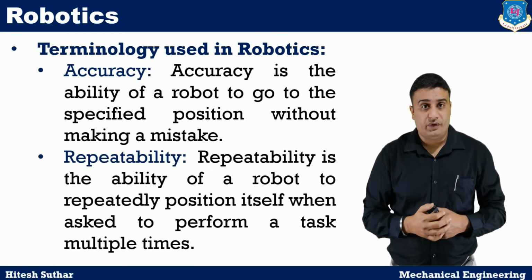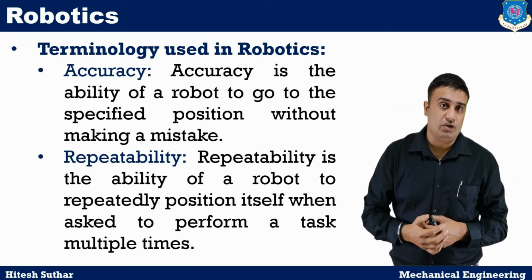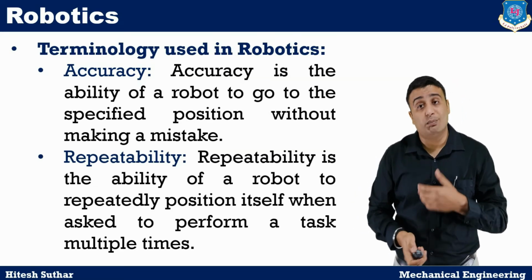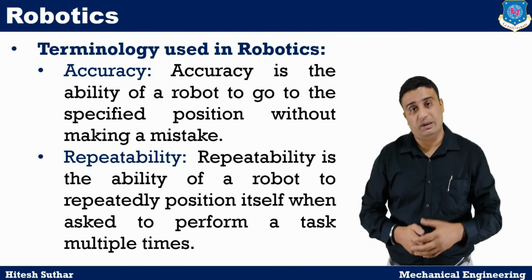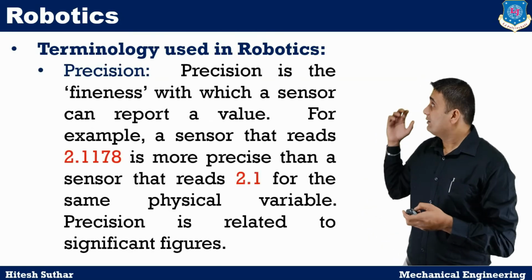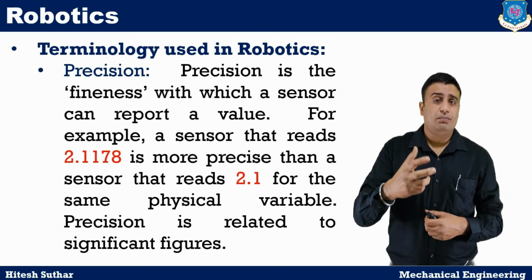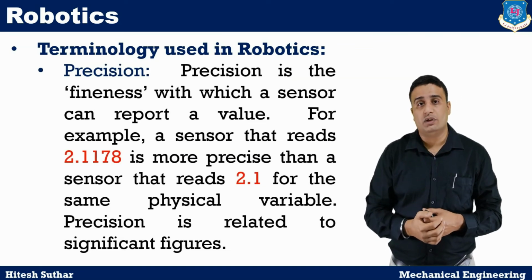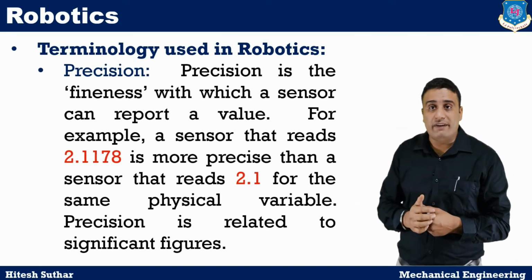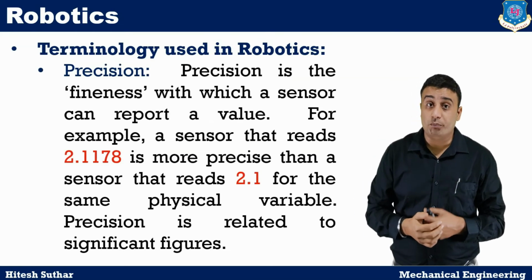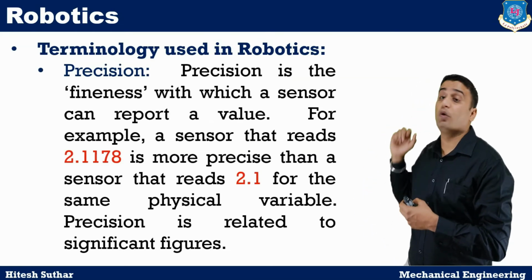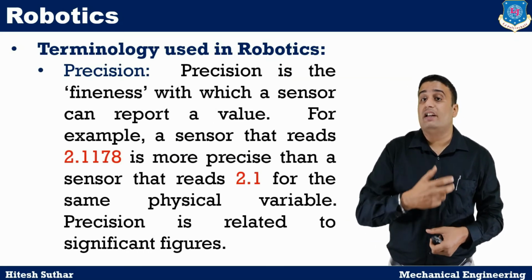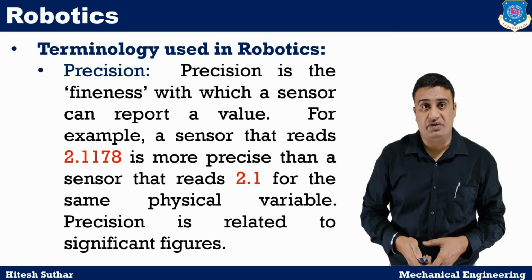Now moving to the next terminology, what is this? That is repeatability. Repeatability is the ability of a robot to repeatedly position itself when asked to perform a task multiple times. Moving on to the next, that is the precision. Precision is the fineness with which a sensor can report a value. For example, a sensor that reads the value 2.1178 is more precise than a sensor that reads 2.1 for the same physical variable. Precision is related to significant figures.